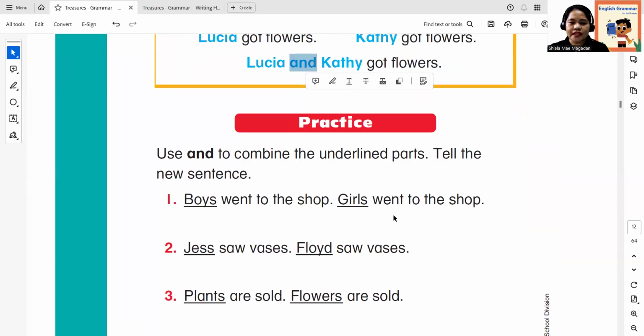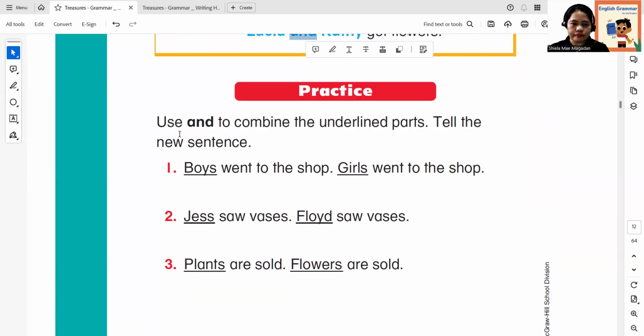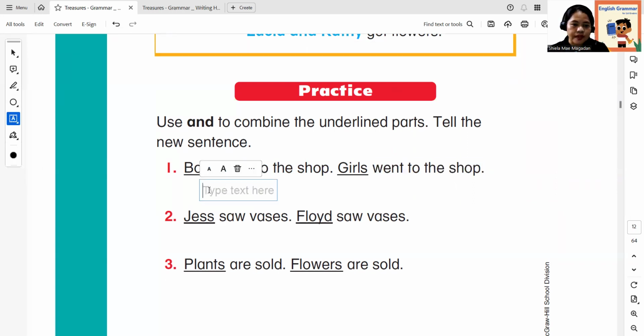Now, let's proceed with our practice. Use and to combine the underlined parts. Tell the new sentence. Okay, we have here number 1, boys. If you can observe, we have boys and girls. We have two different subjects, but the same predicates. Boys went to the shop, girls went to the shop. So now let me change it into typed text. We have to make a sentence here.